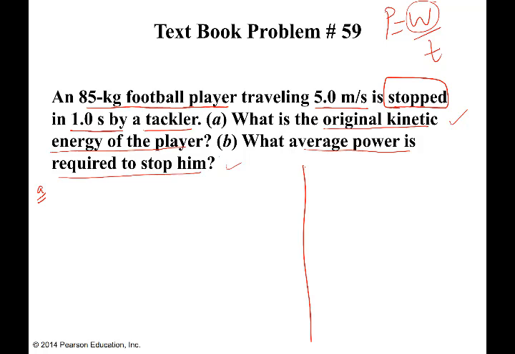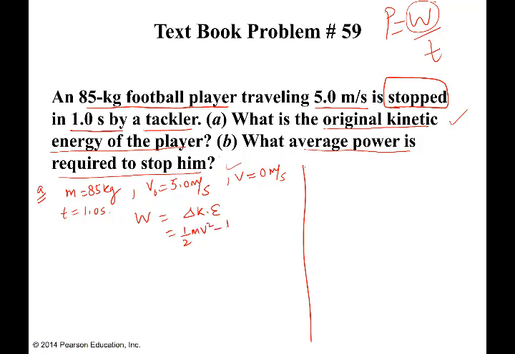So we say, what is the change in kinetic energy here? So mass of the person is 85 kgs, and initial speed v naught is 5.0 meters per second, right? The final speed is 0 meters per second, and time given is 1.0 seconds. So basically here we will say that work done, because the speed is reduced, we'll just talk about the positive value here. Work done is change in kinetic energy, that is 1 by 2 m v squared minus 1 by 2 m v naught squared is the work done.